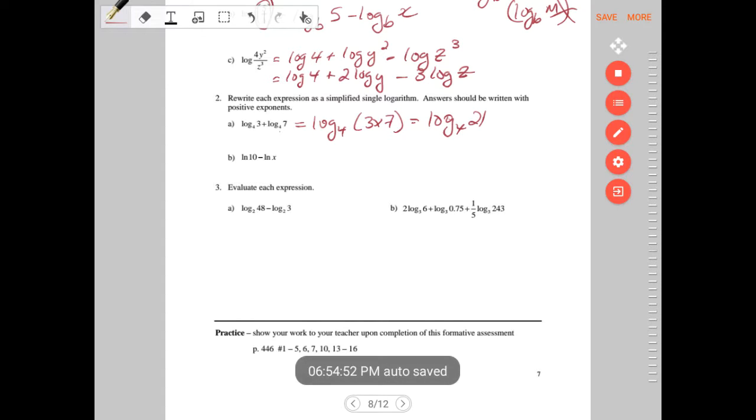Okay, good. Notice again I have ln, so I have log base e's. So I can use a log law. That becomes ln, and I'm subtracting, so that turns into division. Ln of 10 divided by x.